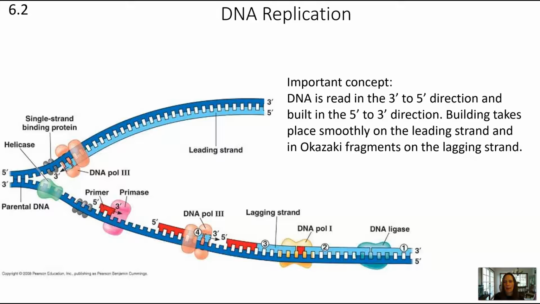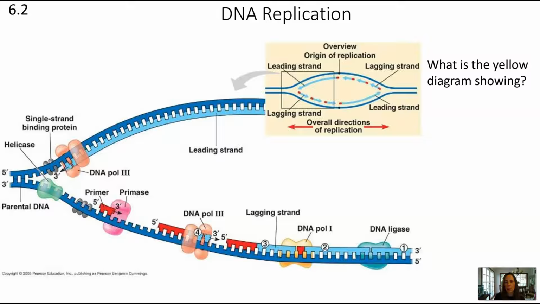All right, another important concept here, rather than just terms. DNA is read in the 3 to 5 direction and built in the 5 to 3 direction. That means there's going to be a difference in how it's built on these two strands. Building takes place smoothly on the leading strand. In this case, we're seeing the leading strand on the top of this diagram. And it creates Okazaki fragments on the lagging strand. In this case, we're seeing the lagging strand on the bottom of this diagram.